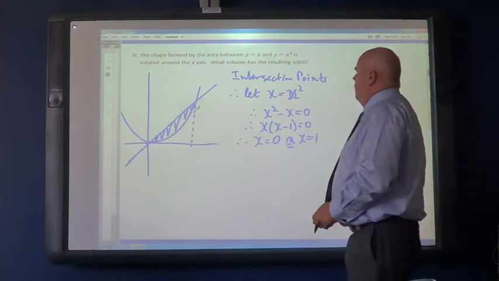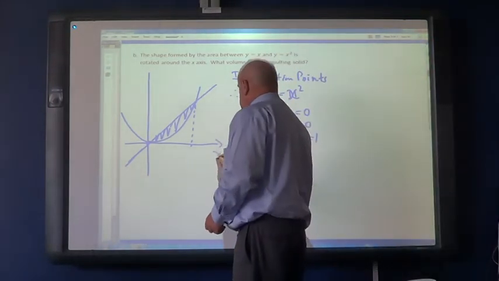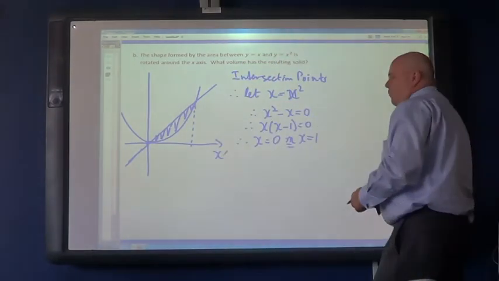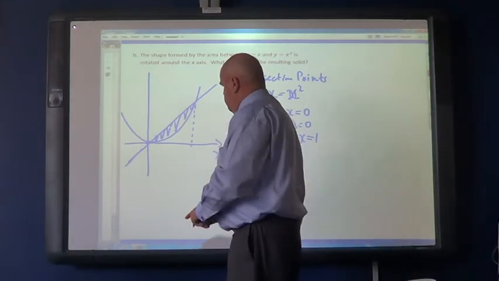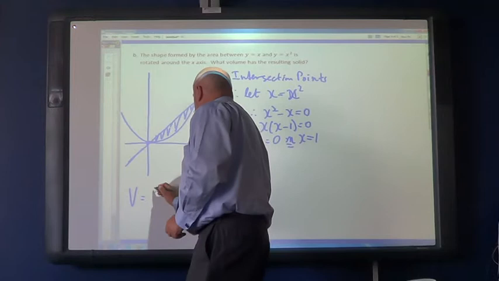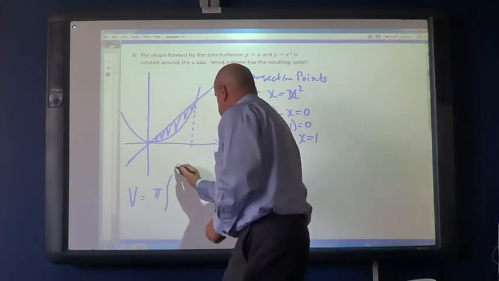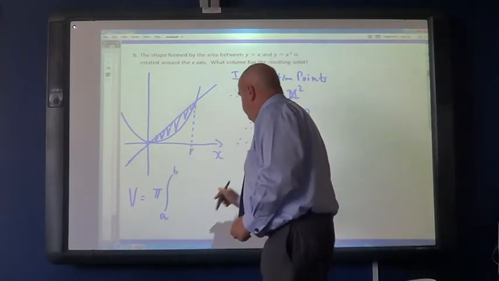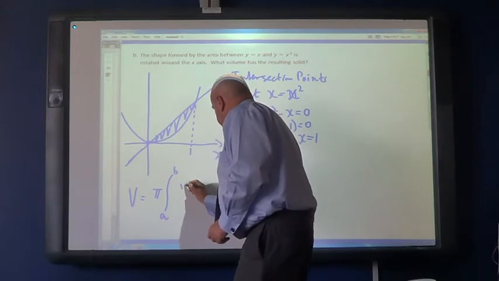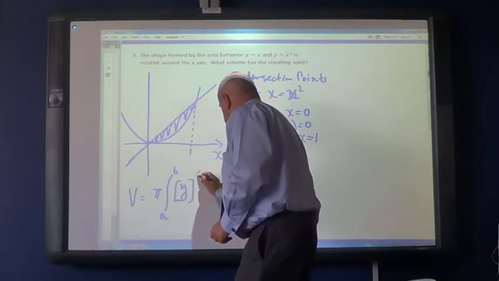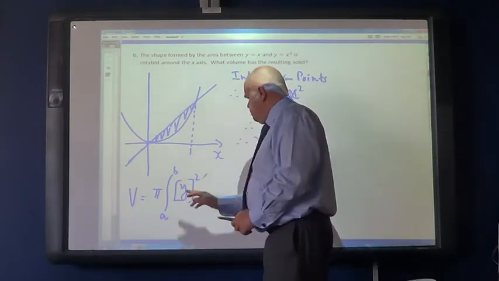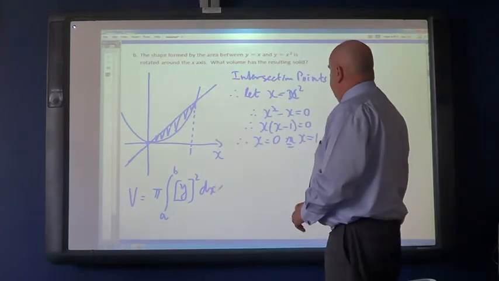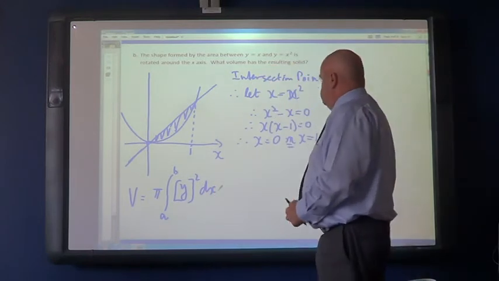Now, what are we doing here? Well, we're rotating around the x-axis. This funny shape here is being rotated around the x-axis. When we rotate a shape around the x-axis, we say its volume is given by pi, integral with some limits, let's call them b and a. In this case, they'll clearly be 1 and 0. What we do is we square the function or the equation and we integrate with respect to x in this case, because we're revolving around the x-axis.